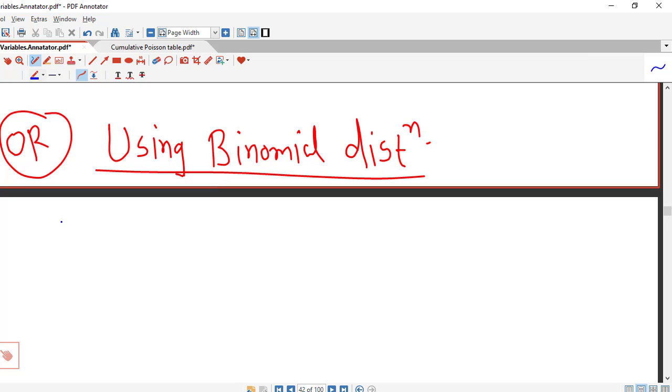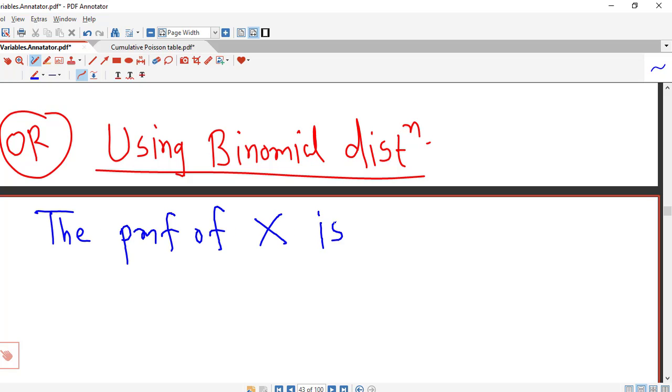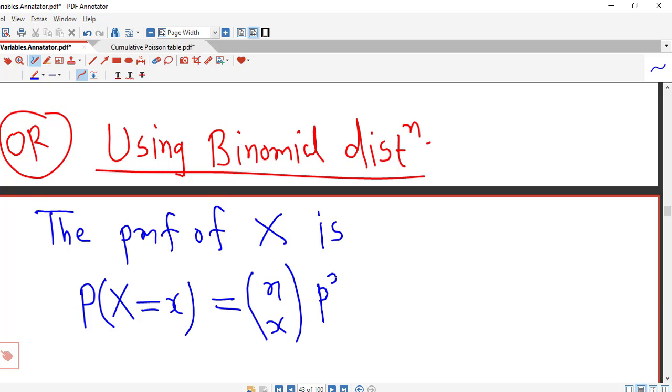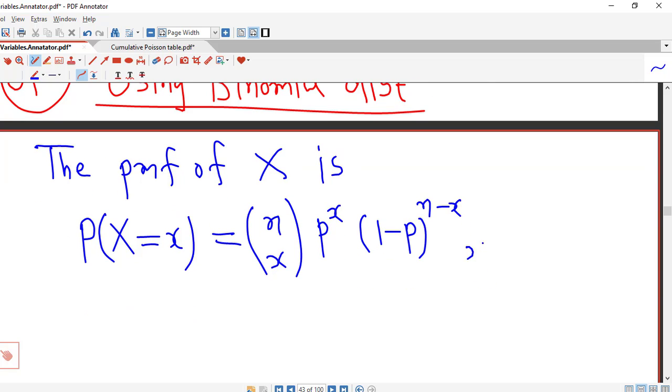So for that, first we write down the probability mass function of binomial random variable, which is given by probability that capital X equal to small x equals nCx p raised to x, 1 minus p raised to n minus x. Here x can take the values 0, 1, 2 up to n.